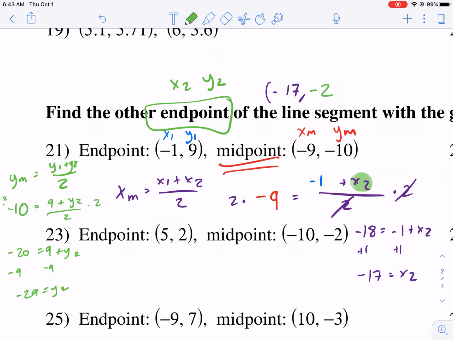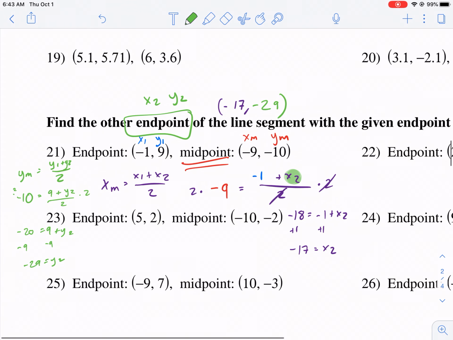And that's how you do these problems, okay? Make sure you understand what I did here. It's just a little bit different. That's why it's so important to label first.